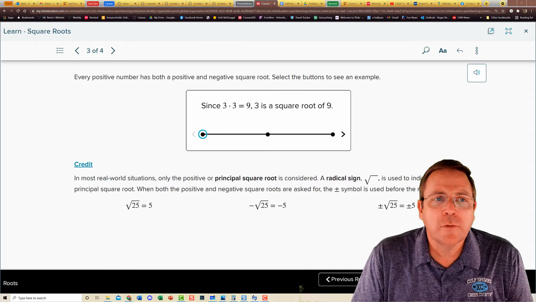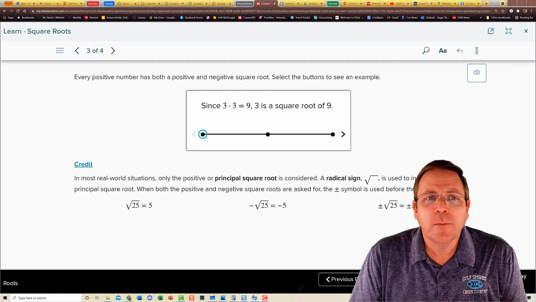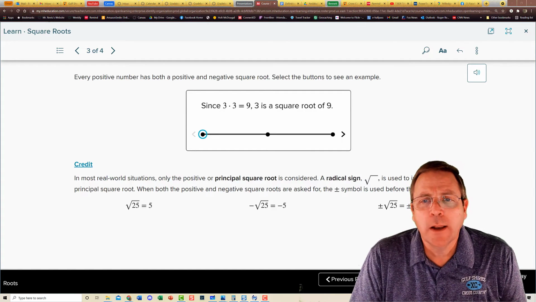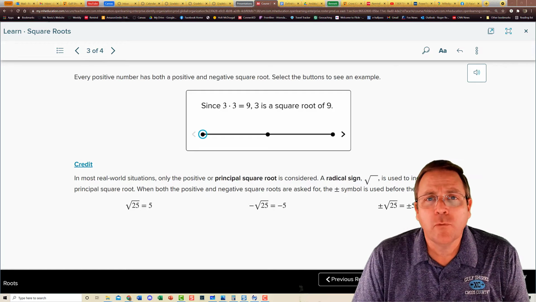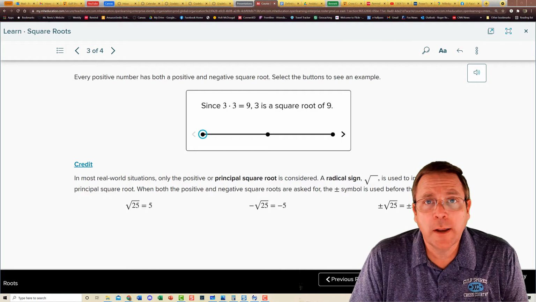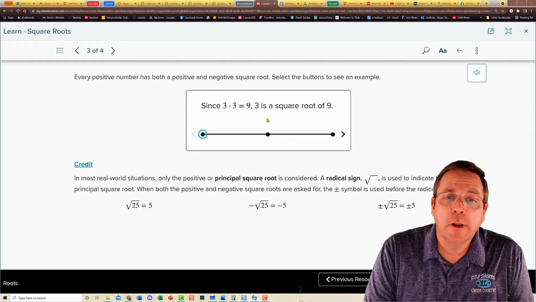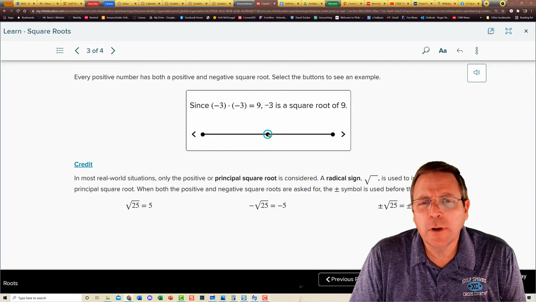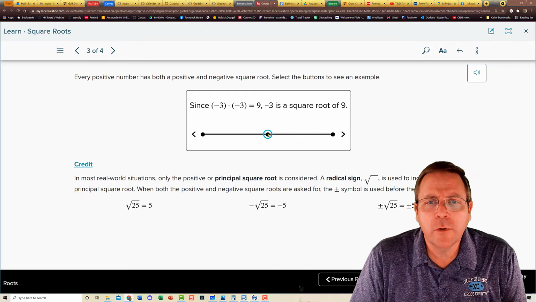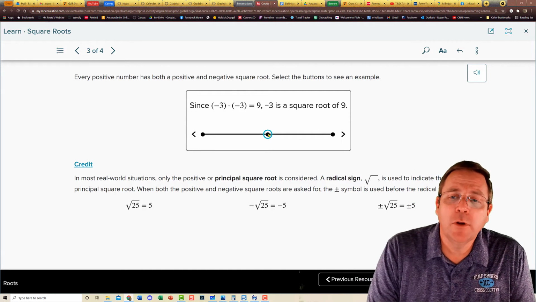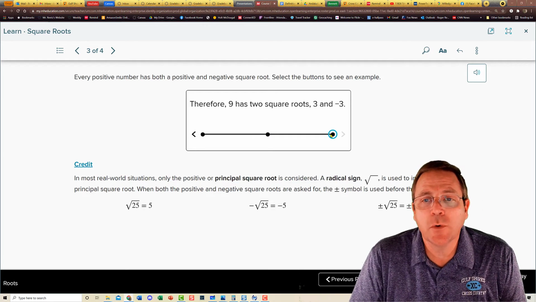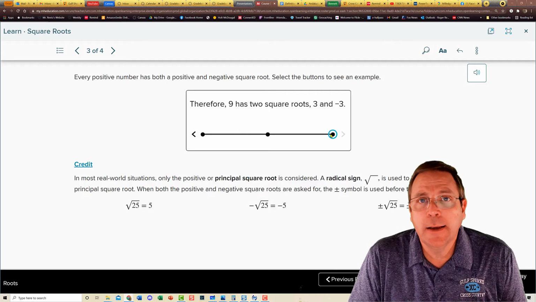Now something else to consider is that every positive number has both a positive and a negative square root. Let's take 9 for example. 3 times 3 is equal to 9, right? So 3 is going to be the square root of 9. But doesn't negative 3 times negative 3 also equal 9? Yes, it does. And that means that negative 3 is also going to be a square root of 9. So 9 has two square roots, 3 and negative 3.